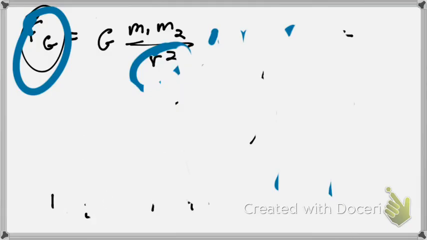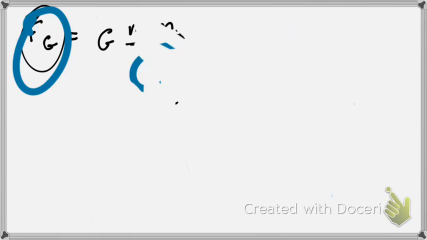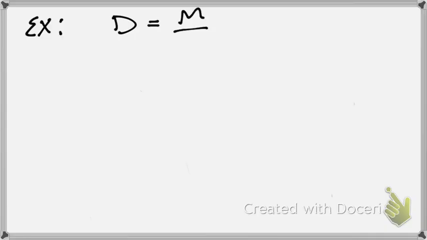And let's look at one more example where we're looking at direct relationships, okay? It can be as simple as they might give you a question about manipulating density, okay? Density is equal to mass over volume, right?